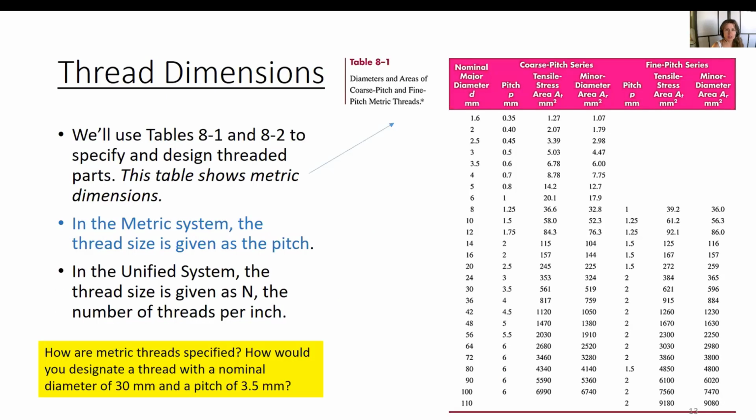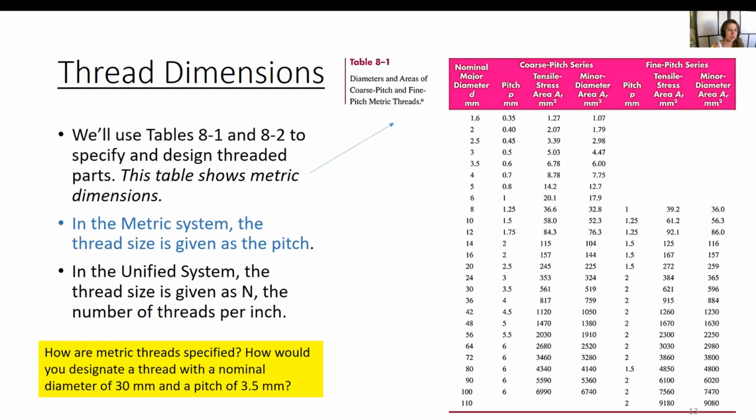So you'll need tables 8.1 and 8.2 on the next slide in your toolbox. We're going to use both these tables to specify and design threaded parts. So this table 8.1 shows metric dimensions. So you have the nominal diameter, the pitch, and then pay attention up here. Here's the coarse pitch series and the fine pitch series. So they're a little bit different.